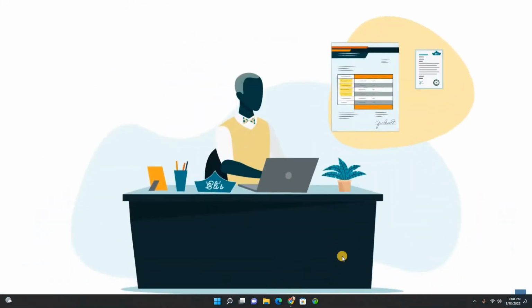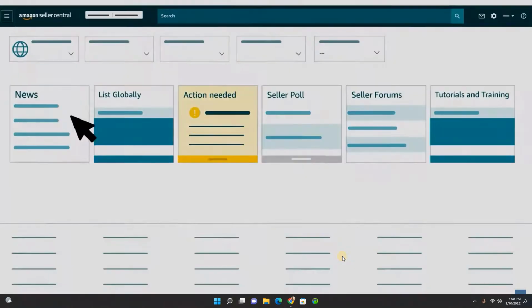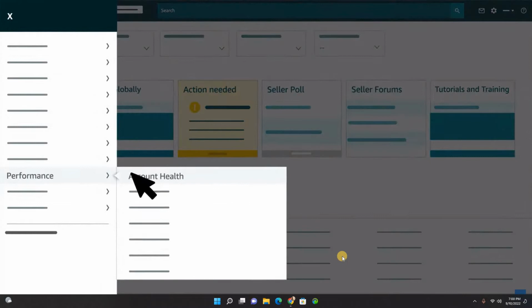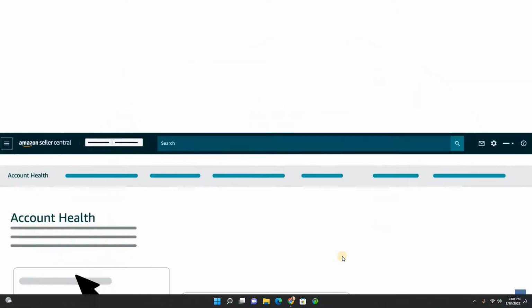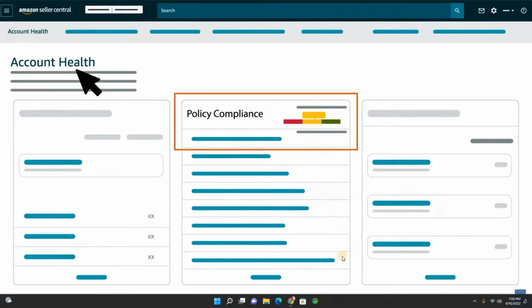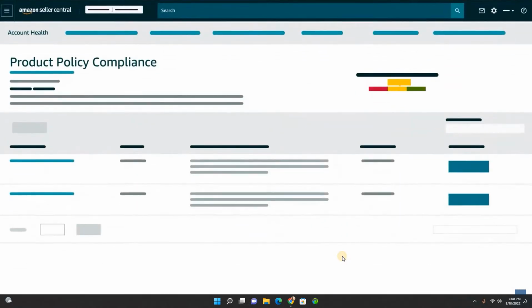Once you have gathered all your documents, sign into your Seller Central account. Go to the Performance tab and choose Account Health. To reinstate a listing that has been deactivated, go to your Account Health dashboard. Scroll down to Policy Compliance. Click on the Violation, where you will be taken to the Product Policy Compliance page.